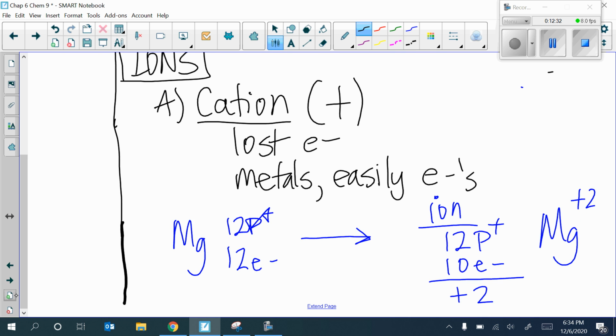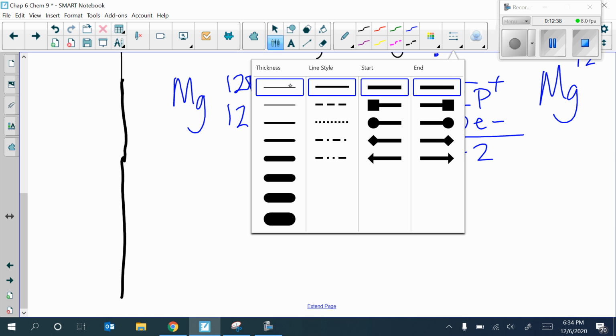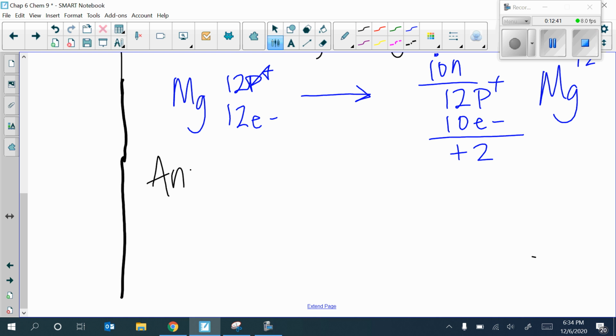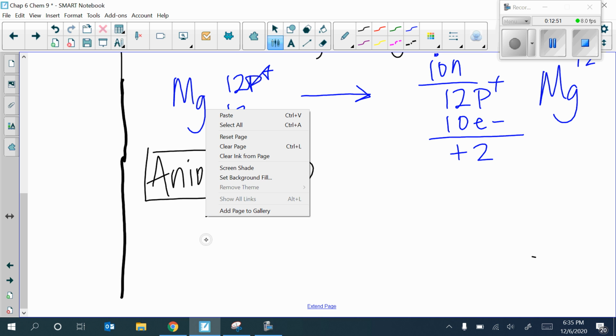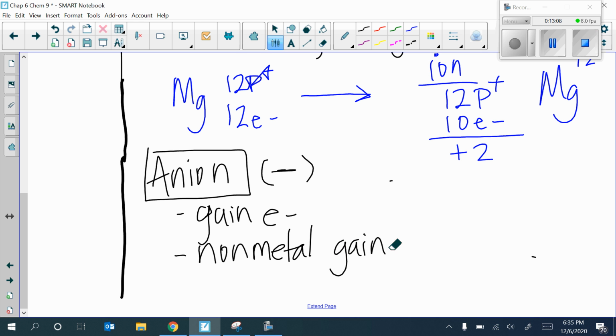Okay? And then we can show on the other side that if it is going to gain electrons, then it's going to become an anion. Okay? And an anion has a negative charge because it's going to gain electrons. And remember that because it's gaining electrons which are negative, it's going to make it overall negative. And so nonmetals, the ones on the other side of the chart, they want to gain electrons. Okay, nonmetals want to gain electrons.